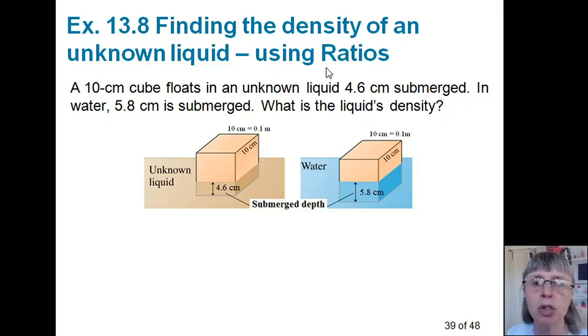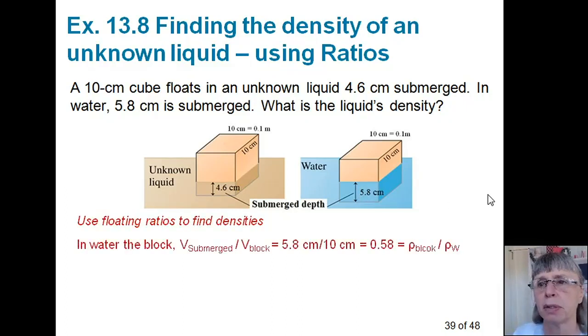The first way is to use the ratio of the volumes and the ratio of the densities that we just did with the tip of the iceberg example, and then the second way will be to use the buoyant force. So in this problem, I'm going to use ratios. We know that as the block is floating in the water, the ratio of the density of the block to the density of the water is going to be the same as the ratio of the volume submerged. So that's going to look like this.